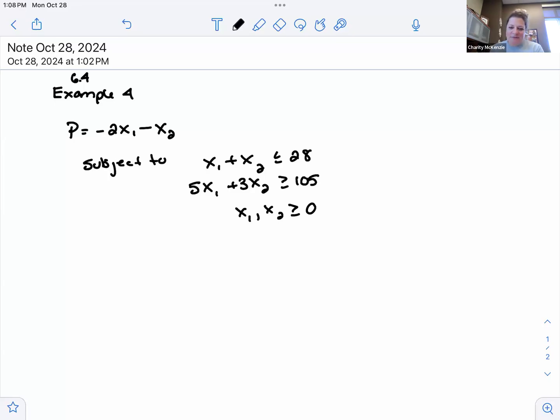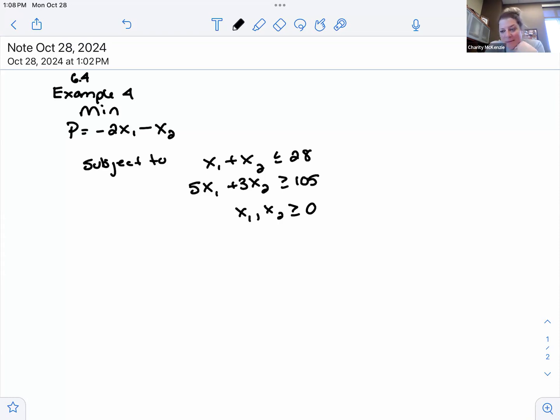Hi class, this is a video with minimize. This is the big M in 6-4, but it's such a long regular video that I'm kind of separating off some of those questions. So this is straight from the note packet. It's example 4, and you're minimizing, which I don't think I wrote up here, but we'll just write min up here.